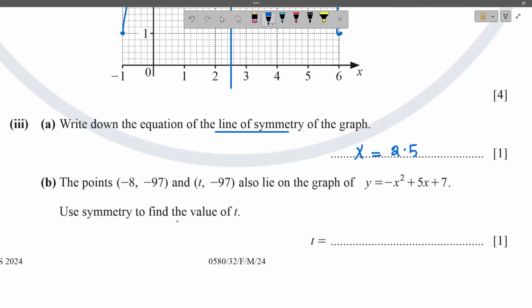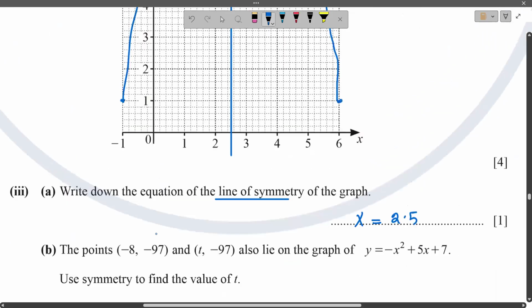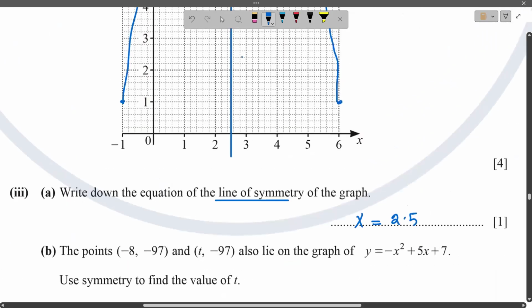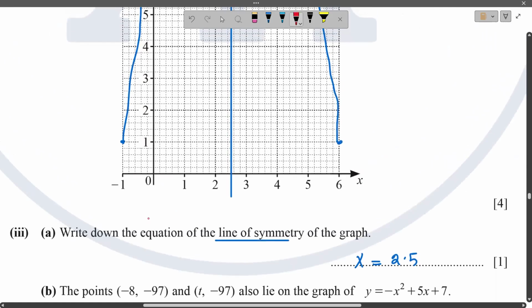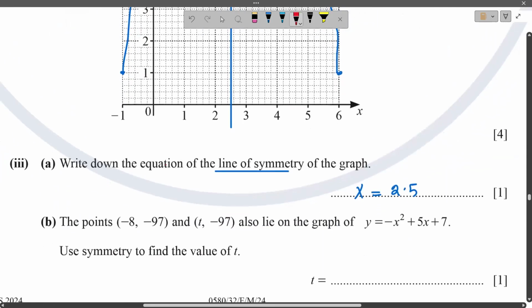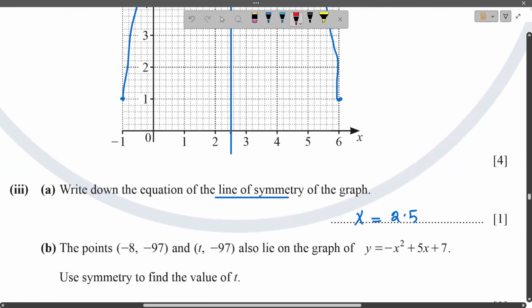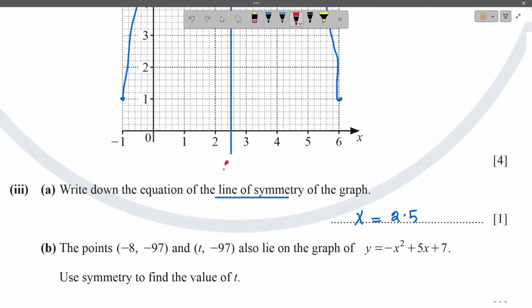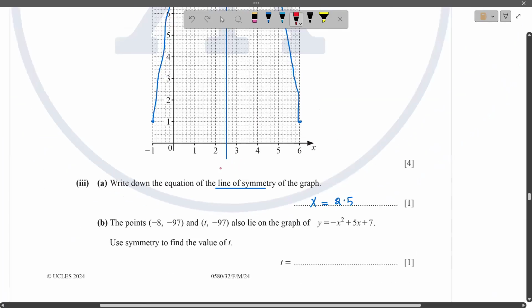Use symmetry to find the value of t. How to use symmetry to find the value of t? Let's check first the first point. The first point, -8 and -97. So as we have, the midpoint here is 2.5. The midpoint here is 2.5.